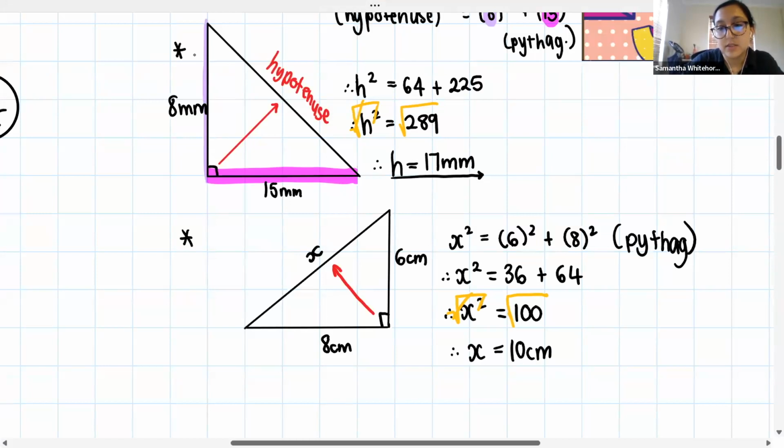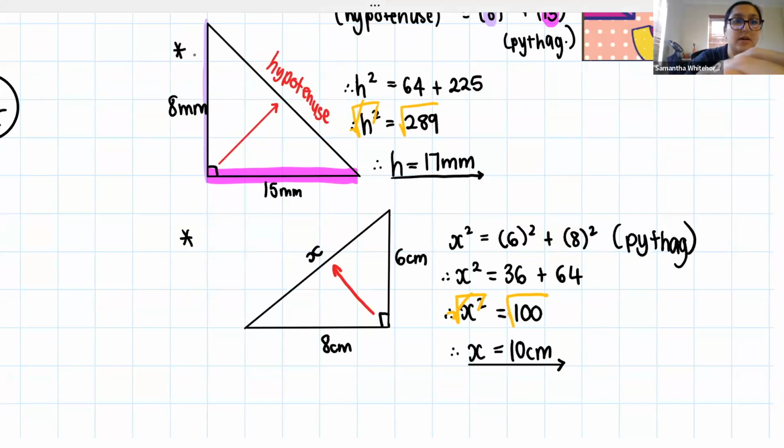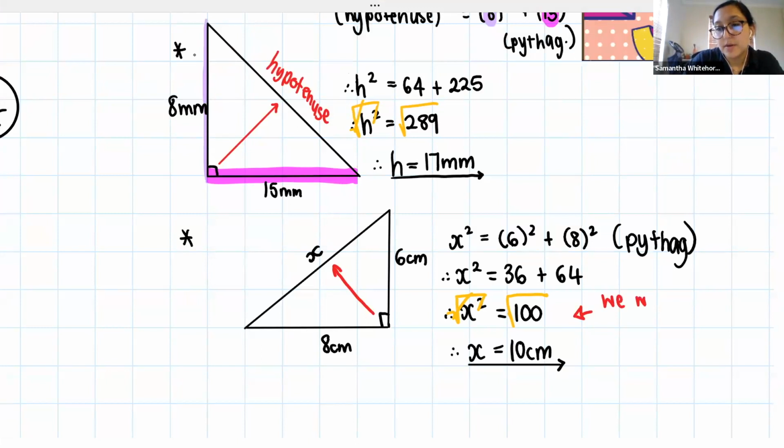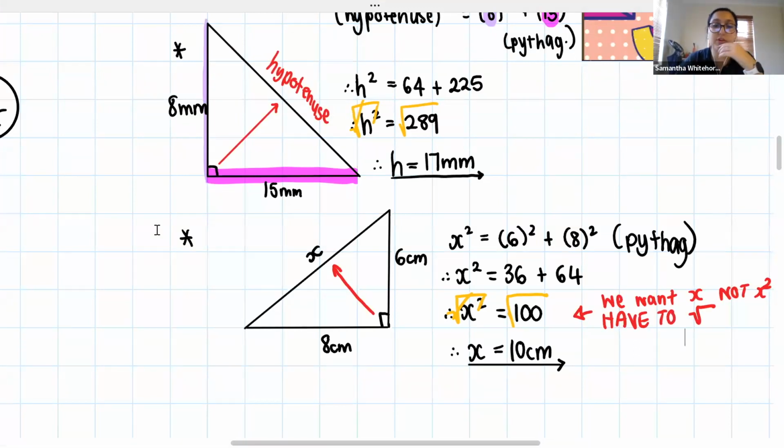Now, guys, what's really important, and I'm going to say it again for I don't know how many times, we don't stop at x squared. Okay, we want x, not x squared. So you have no choice in the matter. You have to square root your value. So when you end up with x squared equals, you have to square root before you can get your final answer. If you aren't doing that, you aren't actually completing the sum. Right, so we want x, not x squared. We have to square root. And this is our application of Pythagoras.